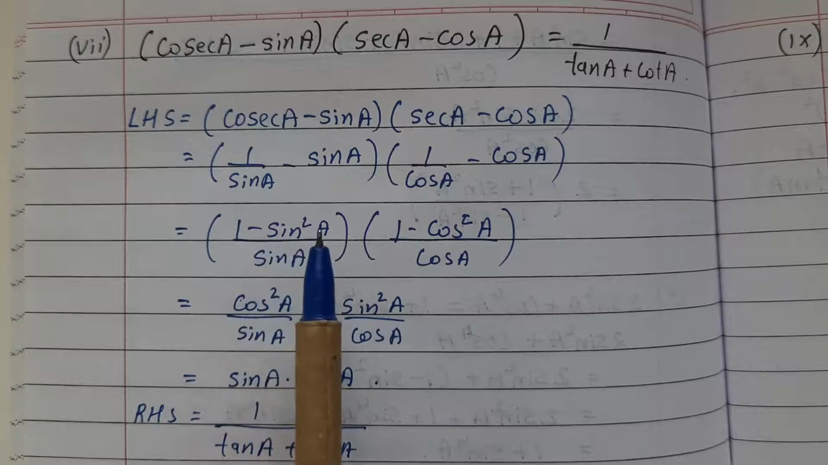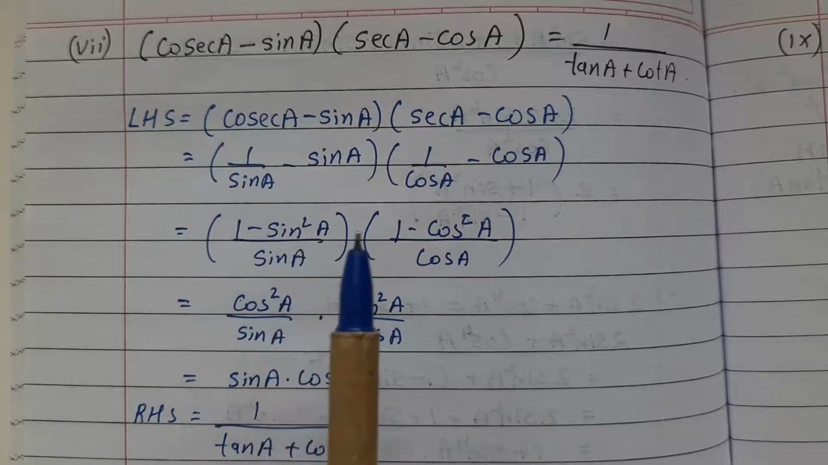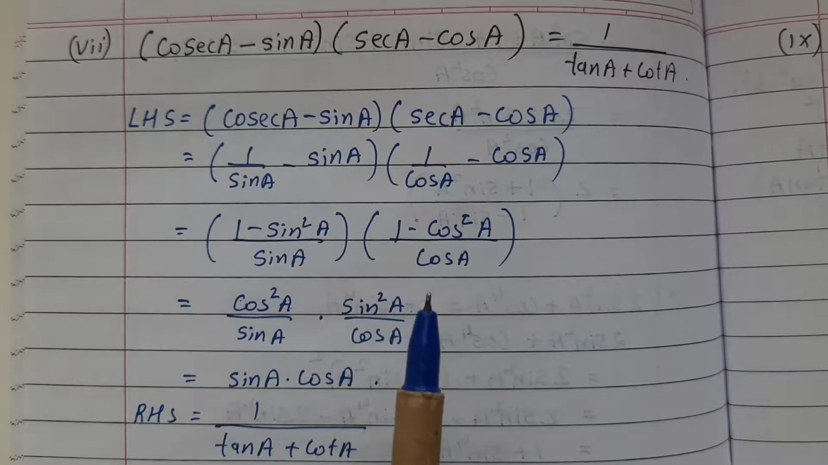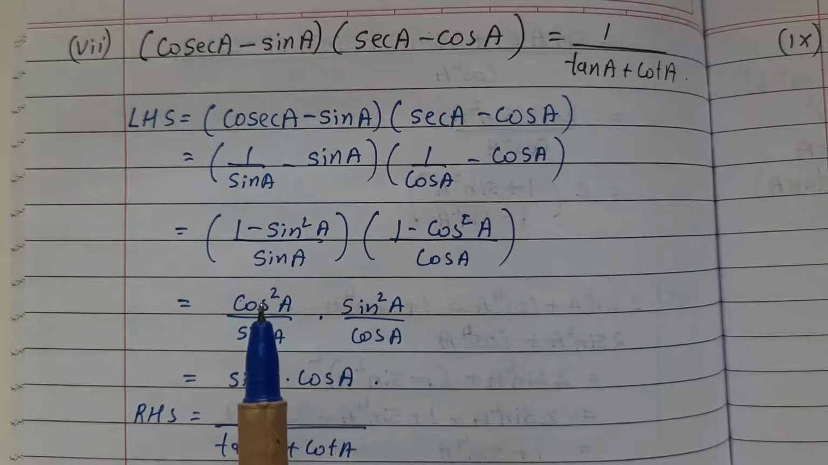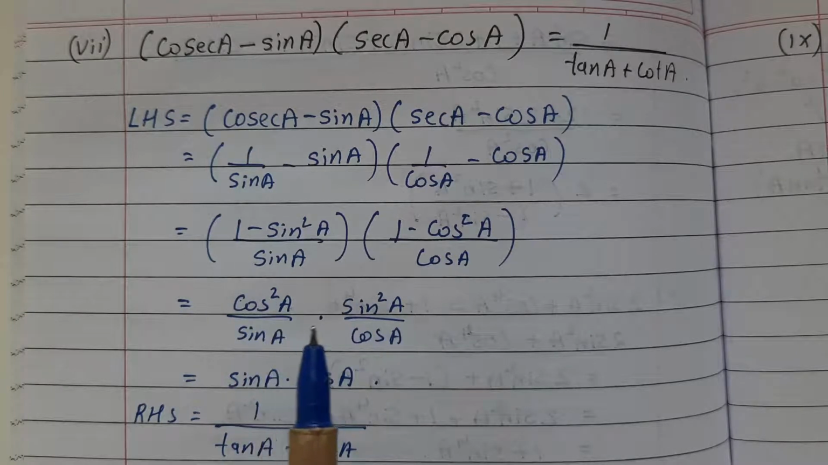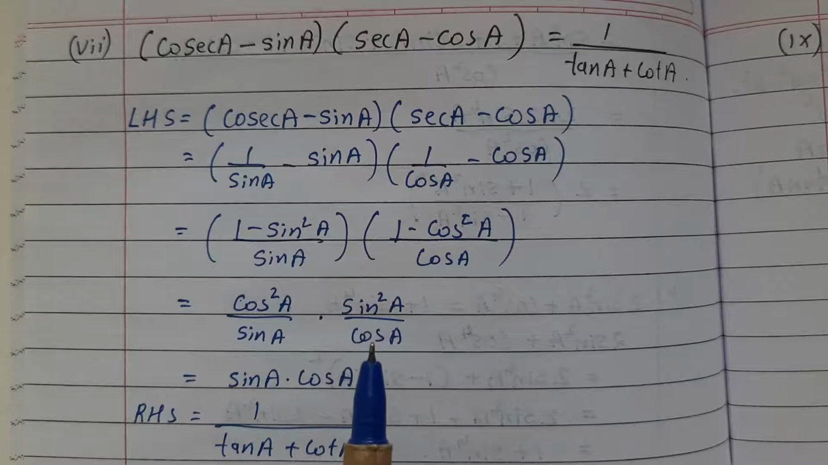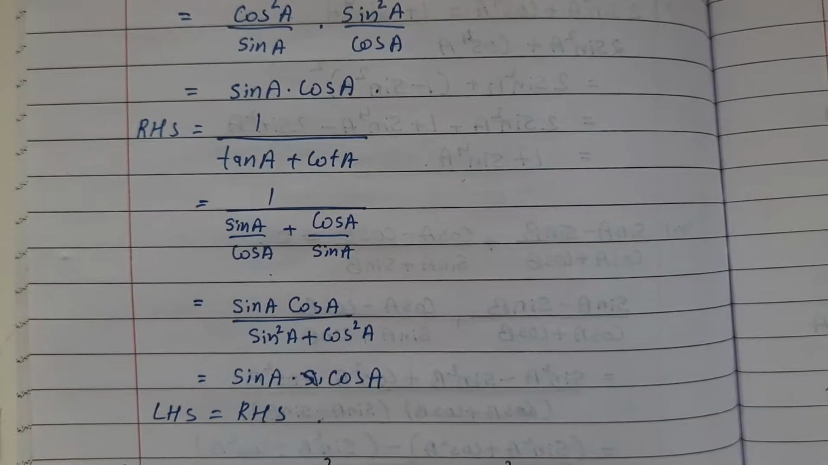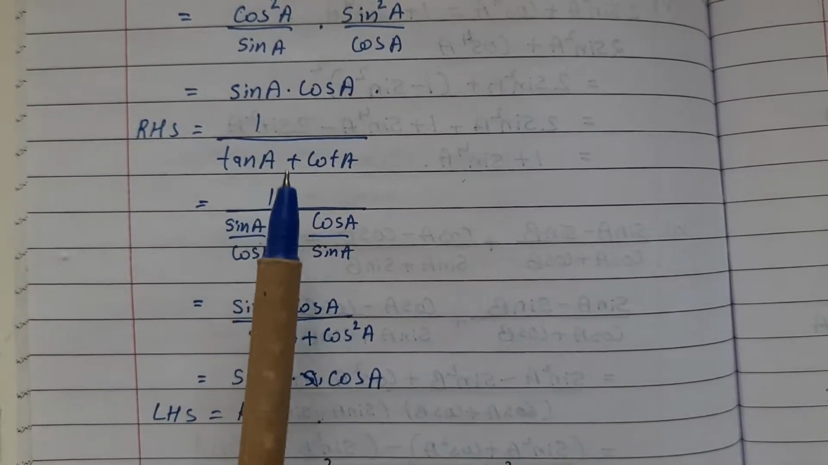1 minus sin square A is cos square A. 1 minus cos square A is sin square A. So it equals cos square A upon sin A into sin square A upon cos A. One cos cancels, one sin A cancels, remains sin A into cos A. Right hand side equals 1 upon tan A plus cot A.